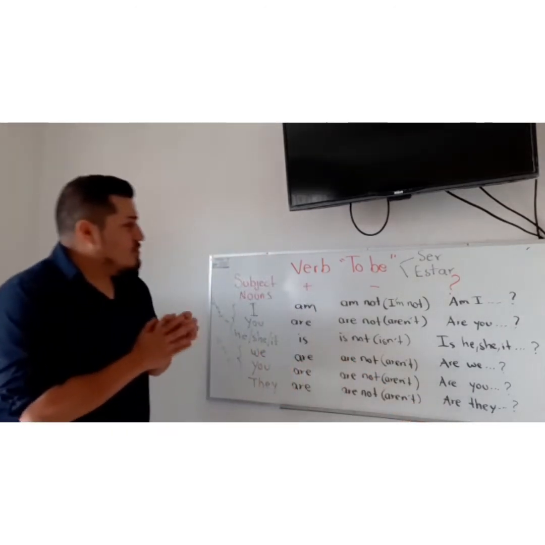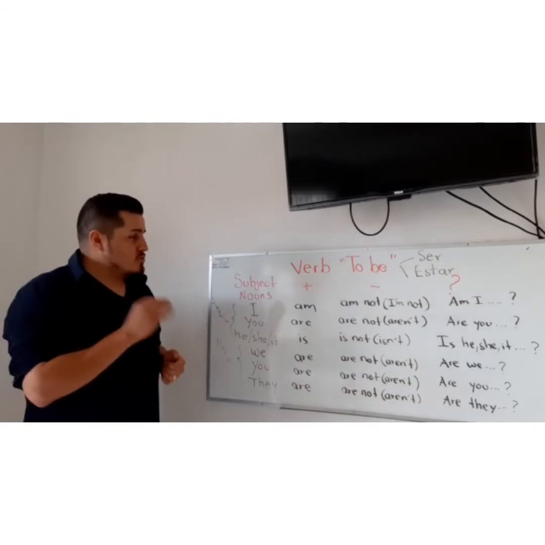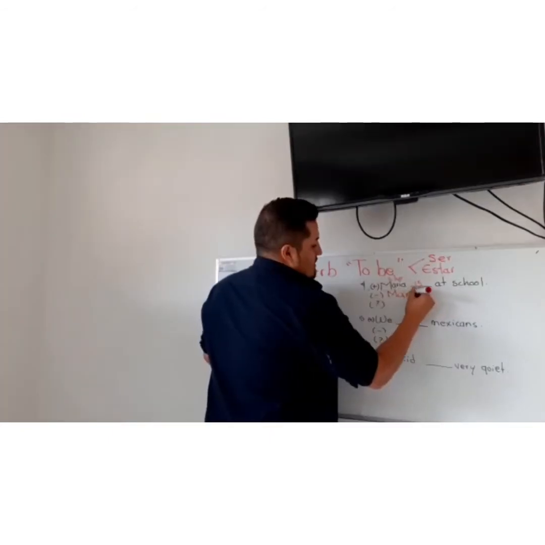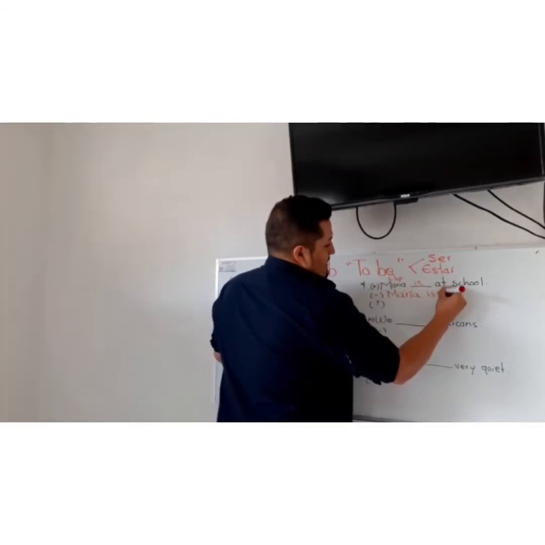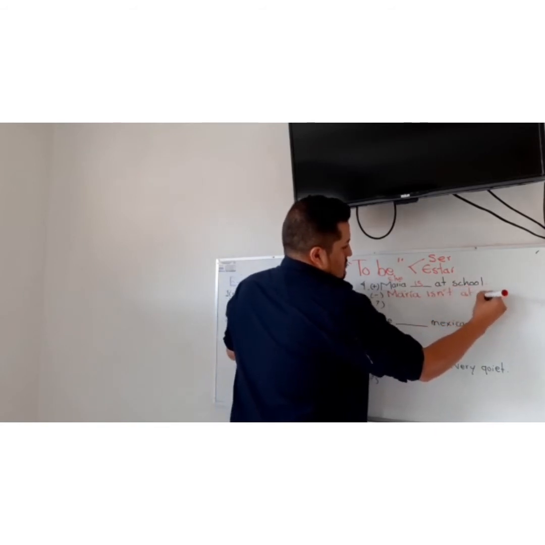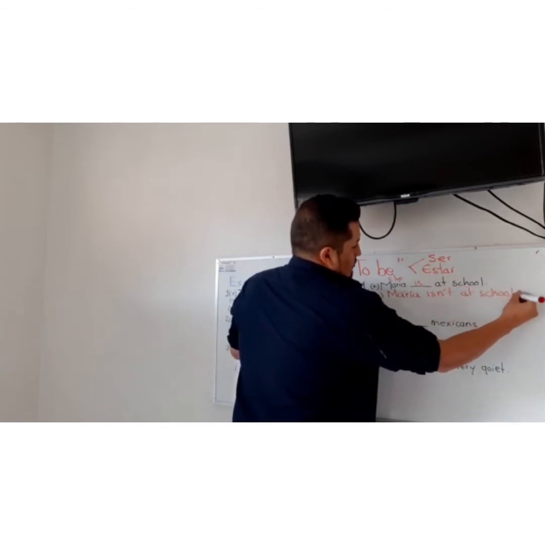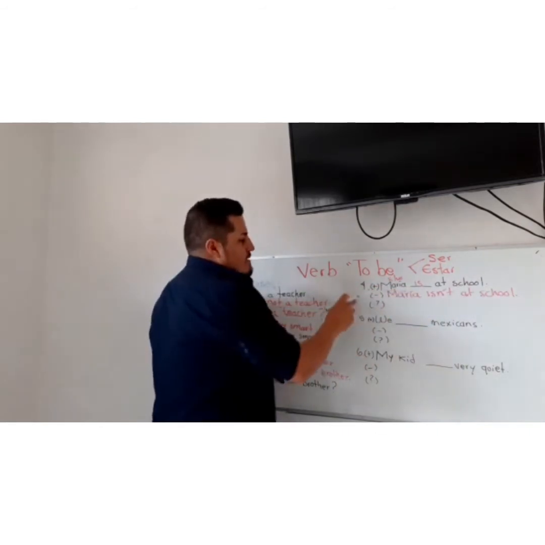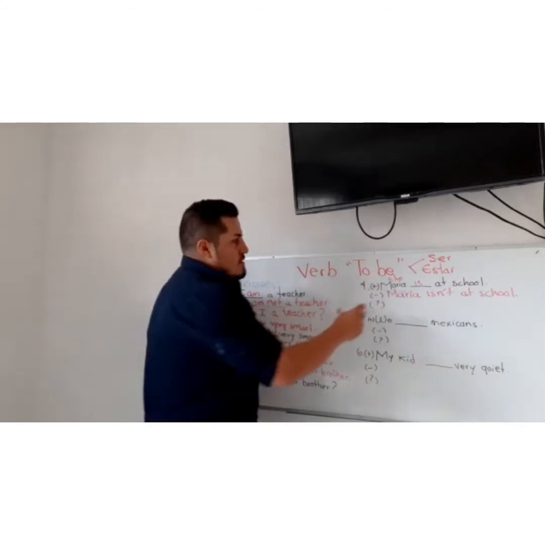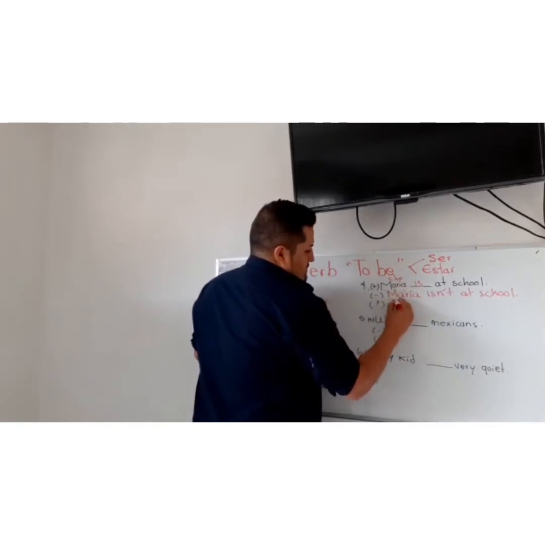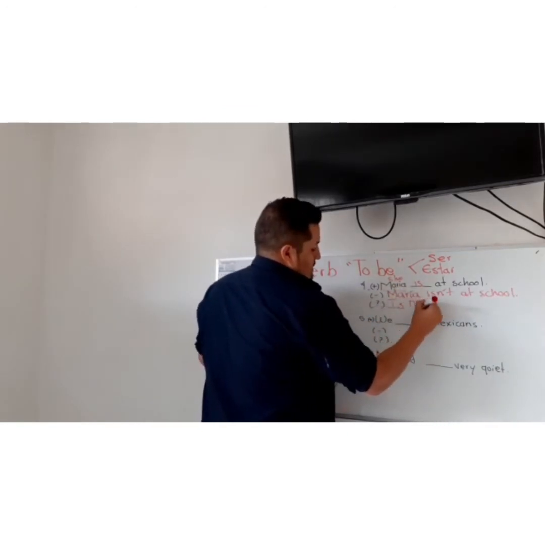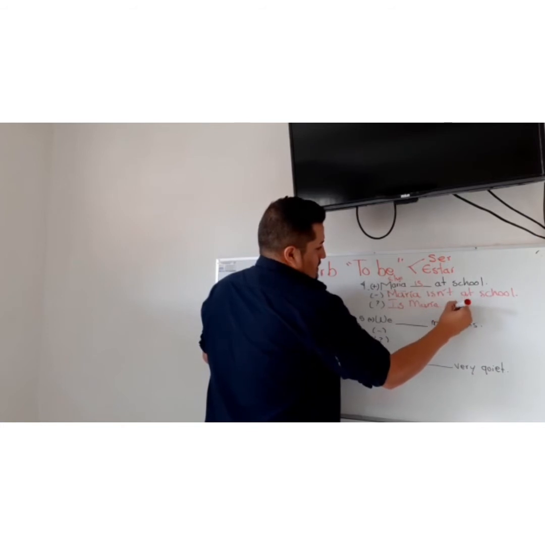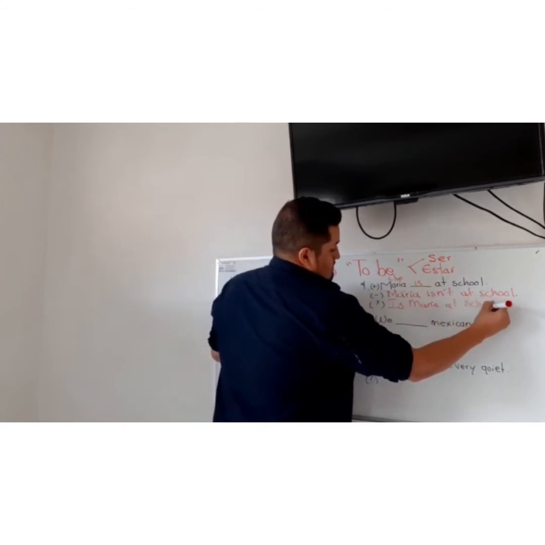Okay? And that will be all with the grammar. Now let's do some exercises. So now we're going to write isn't. Maria isn't at school. So we're using the construction for is not, isn't. And finally the question. Let's write: is Maria at school?